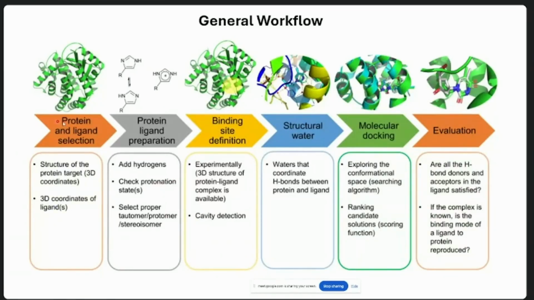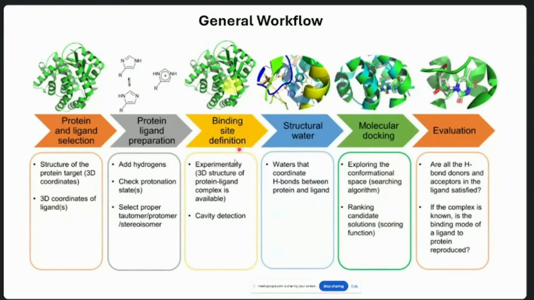The general workflow of docking: we have the protein and ligand selection. We get, for example, the PDB files and the SDF files of the proteins and the ligands. For the protein and ligand preparation, we usually add the hydrogens. We optimize the ligand molecule so it is at the best geometrical pose or orientation, selecting the proper tautomers, protomers, and stereoisomers, and so on. Check the protonation states, check the charges. All of these factors can affect the results of docking, so they are important to be taken into consideration.